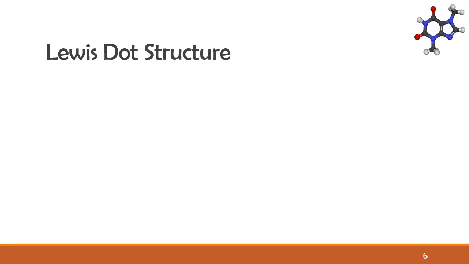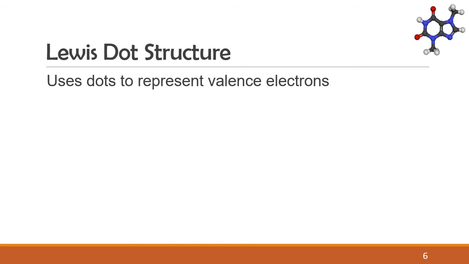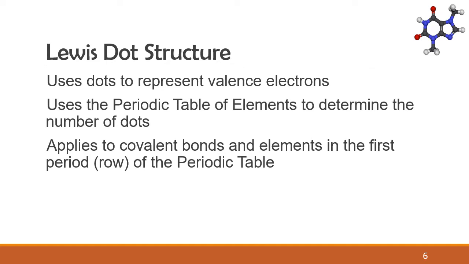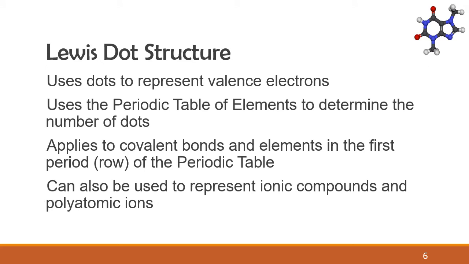Lewis dot structures, or Lewis structures, use dots to represent valence electrons. They use the periodic table of elements to determine the number of dots. They apply to covalent bonds and elements in the first period of the periodic table, and can also be used to represent ionic compounds and polyatomic ions.